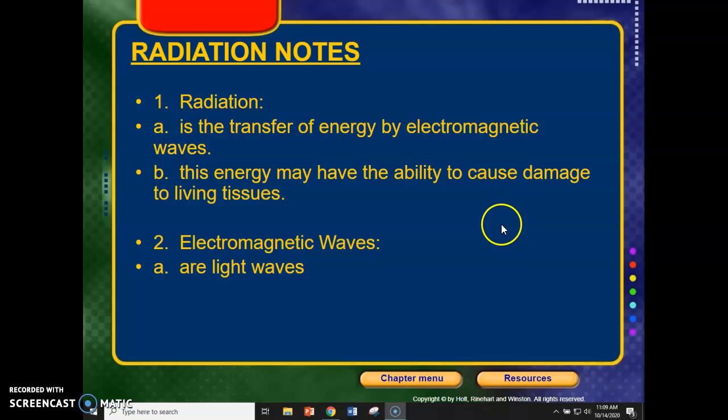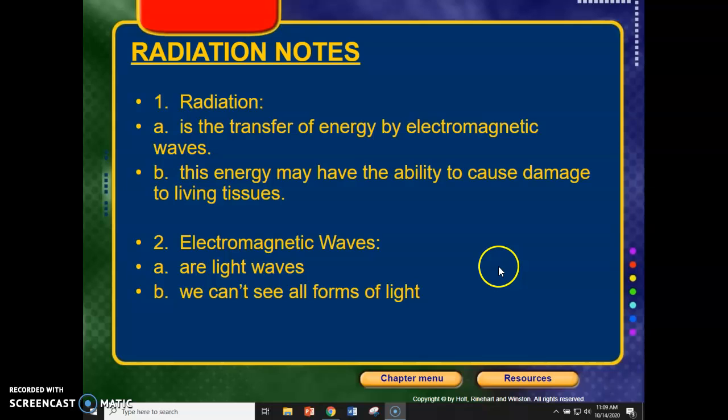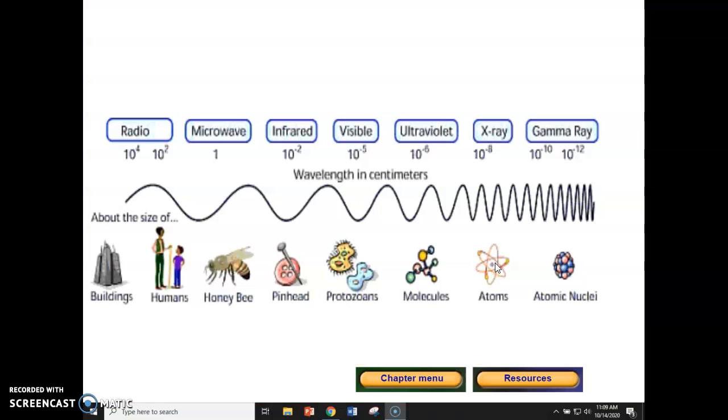And there is a spectrum of electromagnetic waves. They are light waves, although we cannot see all forms of light. Let's take a look at this next picture and we'll see some of the things that we cannot see. As you look at this picture, electromagnetic waves start at low energy, long wavelength radio waves, move up to the microwaves, to the infrared waves, to the visible light, and then the ultraviolet, and then the X-rays and the gammas. The visible light and some of the ultraviolet and some of the infrared are the only part of that spectrum that we can see with our eyes.